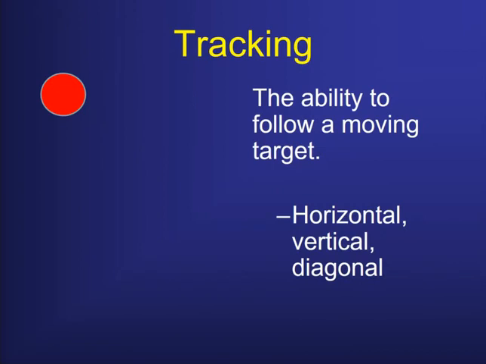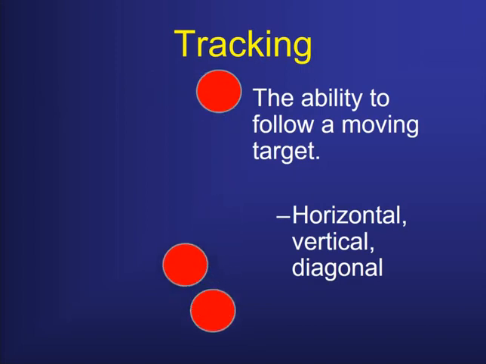Visual tracking means following a moving target. The clinical term is pursuits or following. A person should be able to first fixate, then follow or track an object or target when moved horizontally, vertically, and diagonally. A person who has difficulty maintaining fixation may experience greater difficulty tracking, especially if the target is moving quickly.